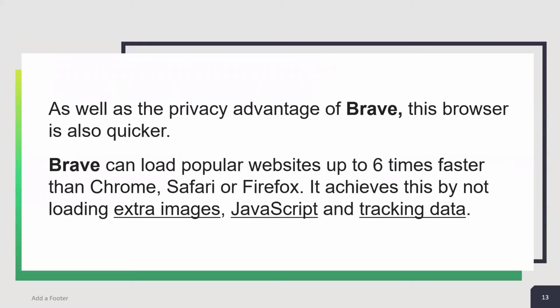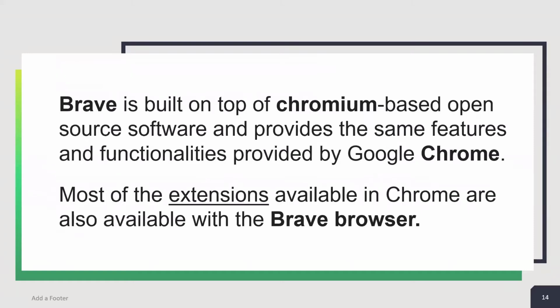As well as the privacy advantage of Brave, this browser is also quicker. Brave can load popular websites up to 6 times faster than Chrome, Safari, or Firefox. It achieves this by not loading extra images, JavaScript, and tracking data. Brave is built on top of Chromium-based open source software and provides the same features and functionalities provided by Google Chrome. Most of the extensions available in Chrome are also available with the Brave browser.